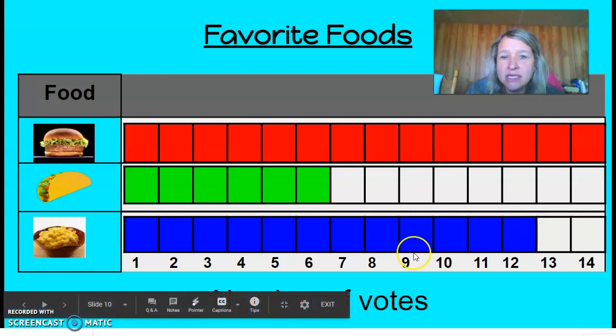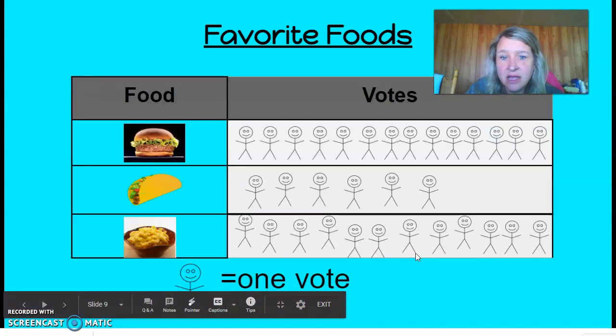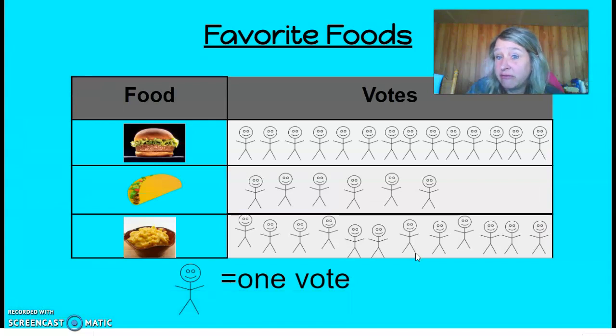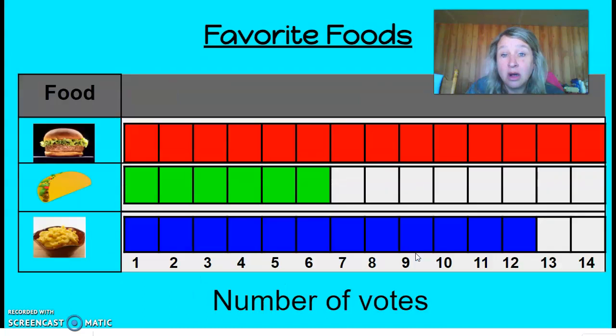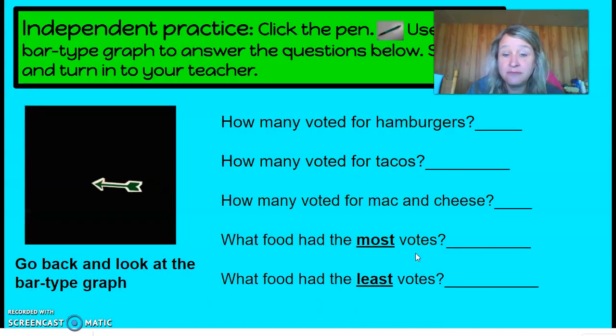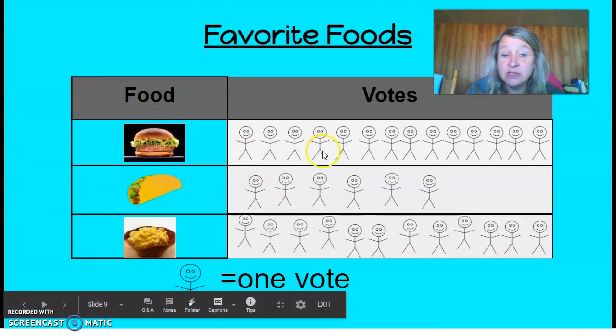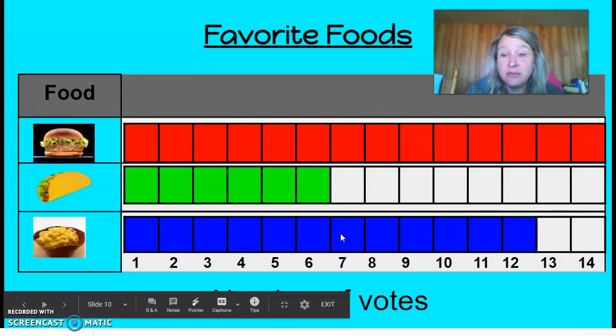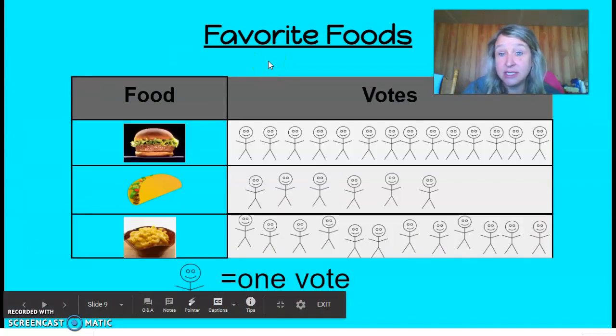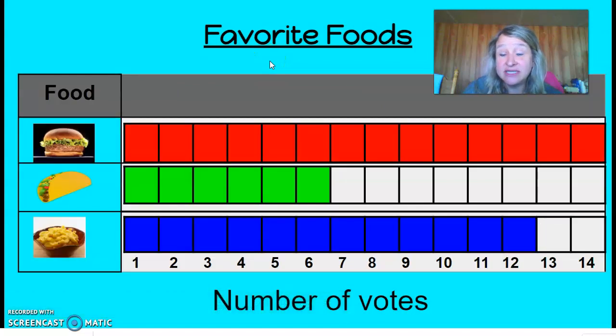Now, how is our bar type graph the same as our picture graph? Are they about the same foods? Yes, they are. Do they use pictures on both of them? No, they use pictures of the food. Yes, that's how they are alike. Do they both have the same title? Yes, they do. Do they both have the same key?